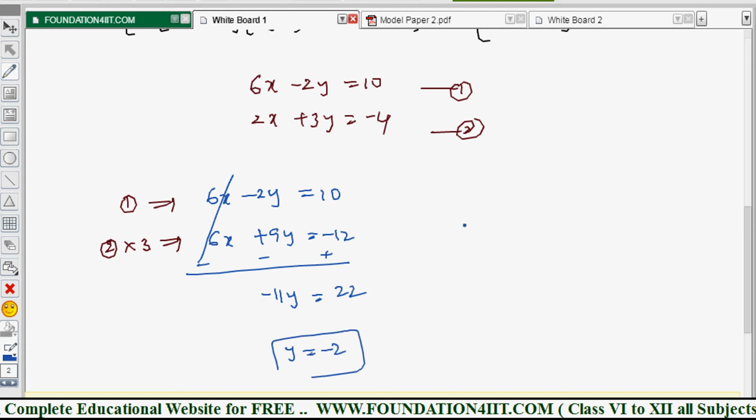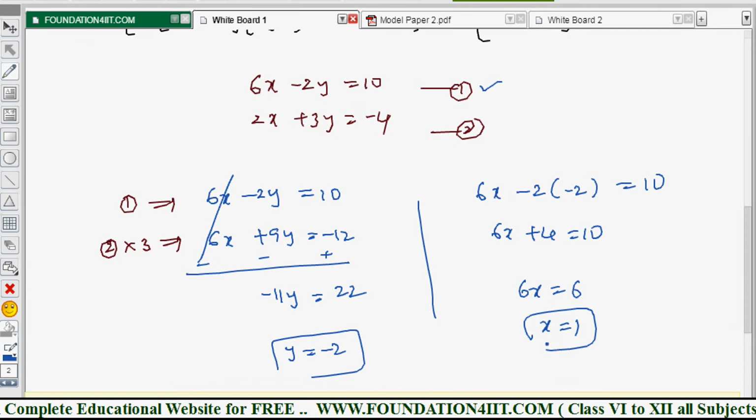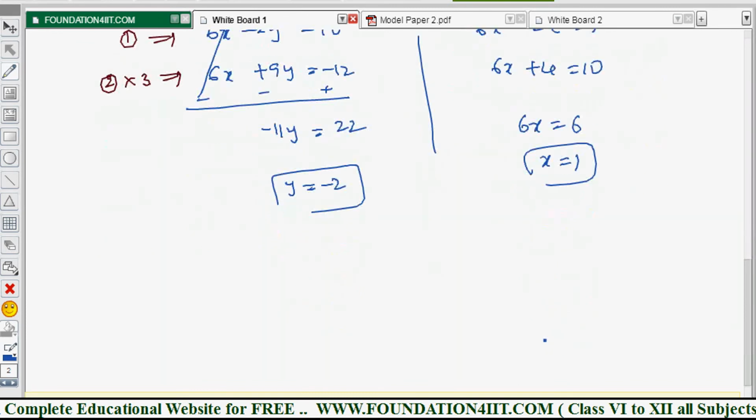If you know the y value, you can find the value of x. Just substitute in equation 1: 6x minus 2y, where y is minus 2, equals 10. So 6x plus 4 equals 10, 6x is equal to 6, 10 minus 4. Then x is equal to 1. If x is 1 and y is minus 2, therefore matrix X is 1 comma minus 2.